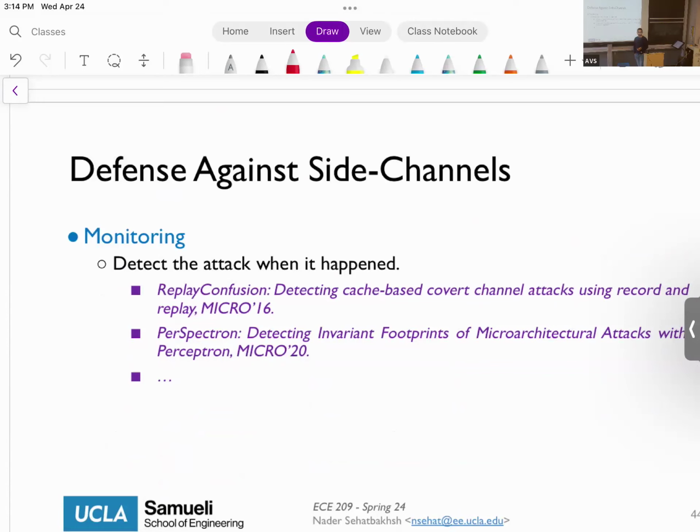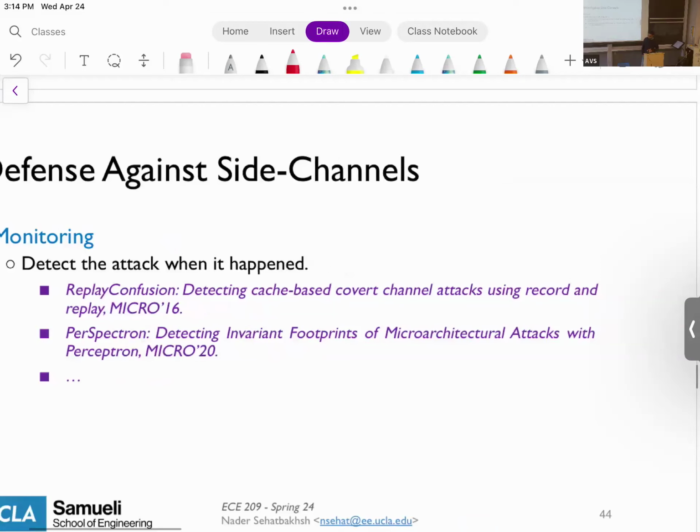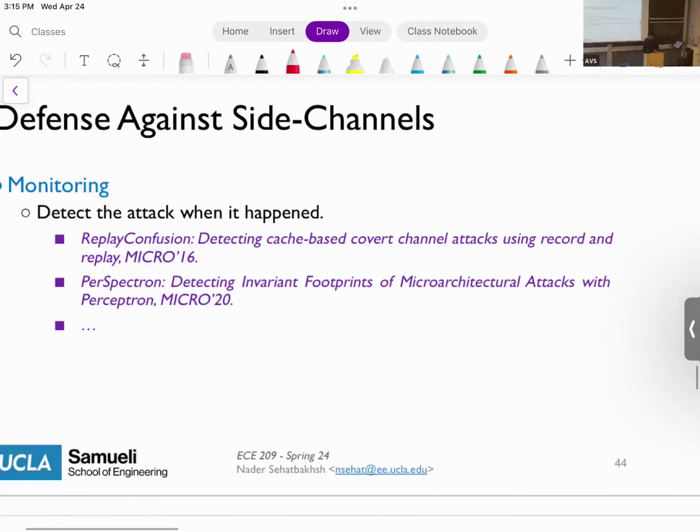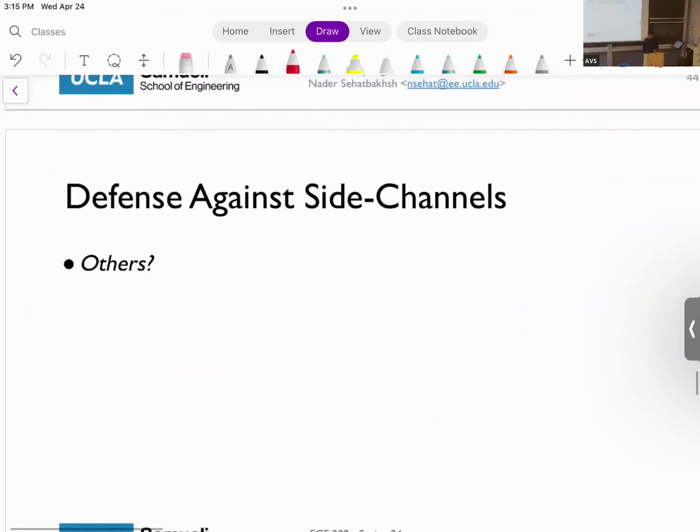Another thing is monitoring, observing that this thing is happening and then doing something about it. If I see that somebody is doing prime and probe type behavior, I can detect it and I can do something about it. For example, there are papers that show that you can detect these kinds of patterns, because we are great at detecting patterns, right? We are great at detecting branch prediction patterns and cache replacement patterns. We can also detect attack patterns. So if I can detect the patterns, then I can do something about it. All right. There are a whole bunch of others as well.